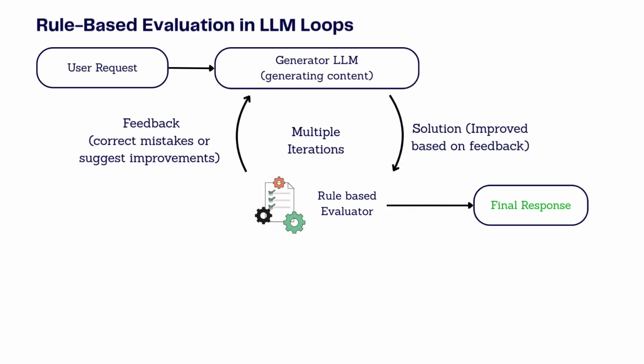Rule-based evaluation is one of the simplest and most straightforward ways to evaluate AI outputs in an LLM loop. In this approach, we use predefined rules or metrics to automatically check whether the output meets certain requirements. Unlike human reviewers or another LLM, rule-based evaluation relies on logic and code-based checks to provide feedback.